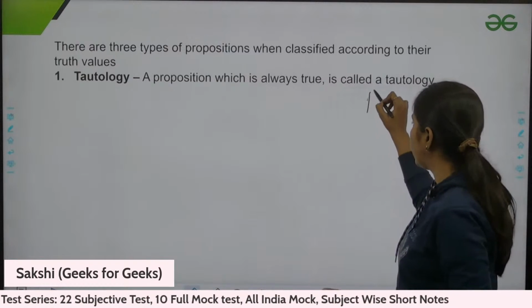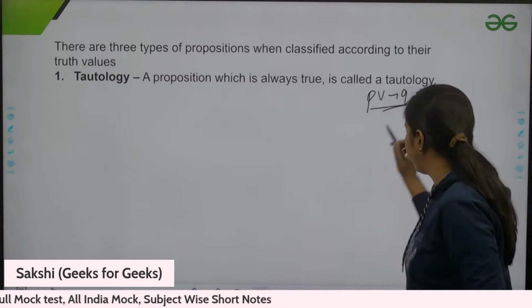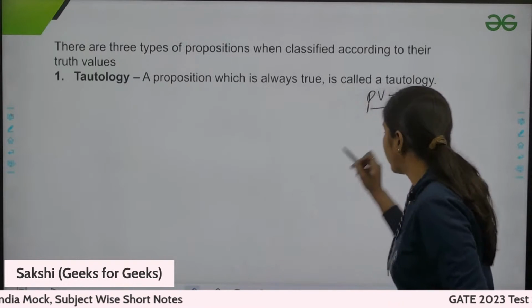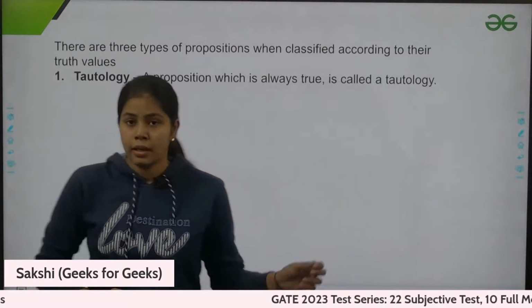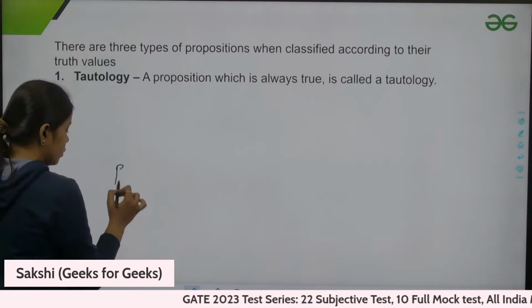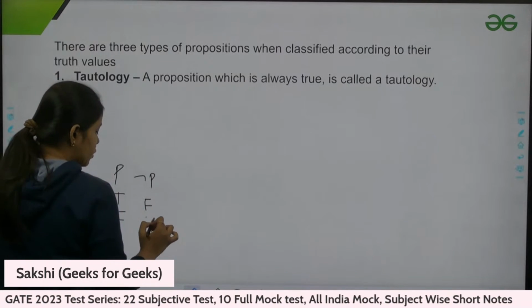Let's suppose I take p or negation p, it will always be true. You can find out the truth. Let me write here. Let's suppose I have p. So I'll have two cases, true, false. If I take negation p, I'll have false, true.